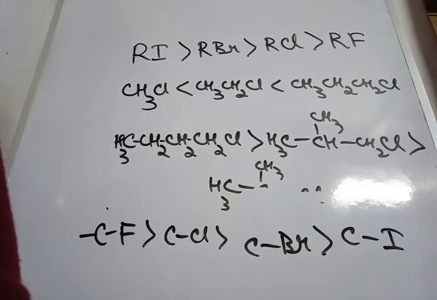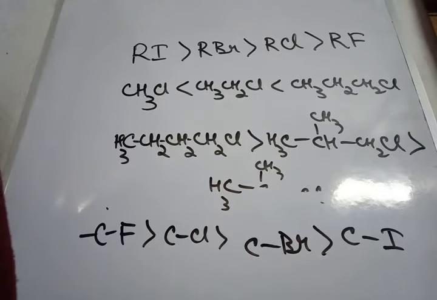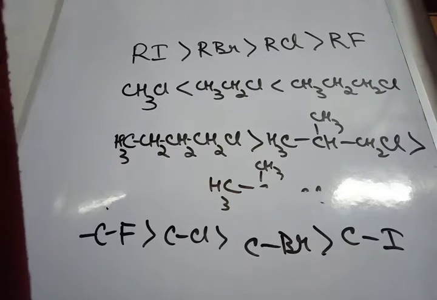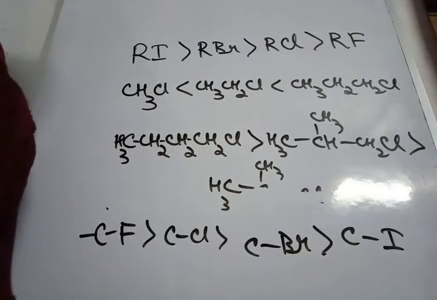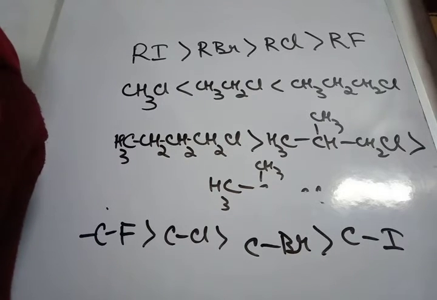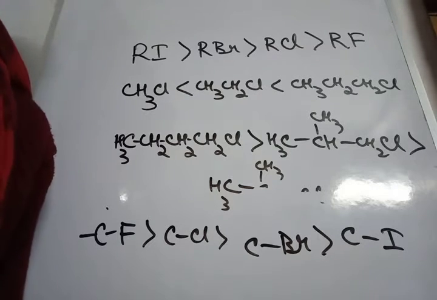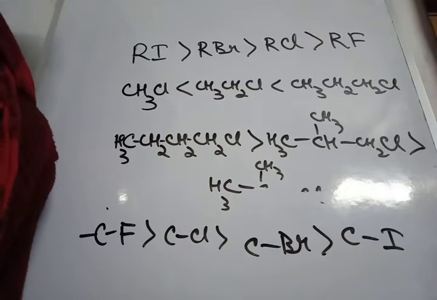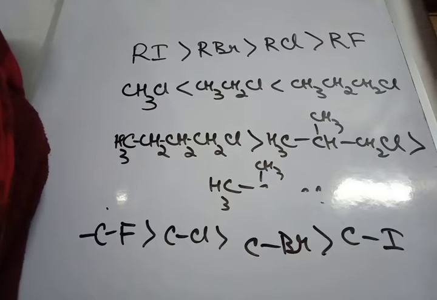This is the order of polarity, and the order of reactivity is just the opposite. That means alkyl iodides are maximum reactive, and alkyl fluorides are least reactive in nature due to their bond dissociation energy. Because alkyl iodides have minimum bond dissociation energy, so easily it can be broken and easily reaction occurs. Here the main types of the reaction.